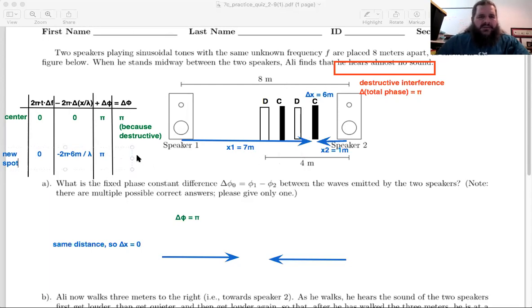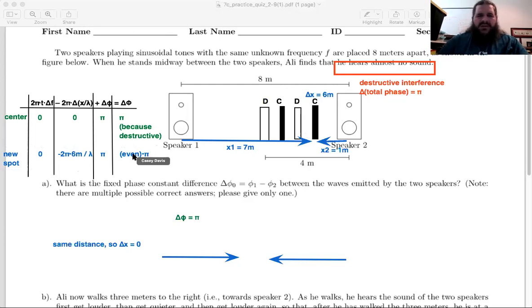As for delta big phi, we know he's at a constructive interference zone because it's loud again. What does that tell us about delta big phi? It has to be an even multiple of pi. Yeah, got to be an even multiple of pi to get constructive interference. And in many cases, we might just say that's 2n and try to figure out what possible values this could be based on n. And yeah, 2n pi would be a good way to write that.